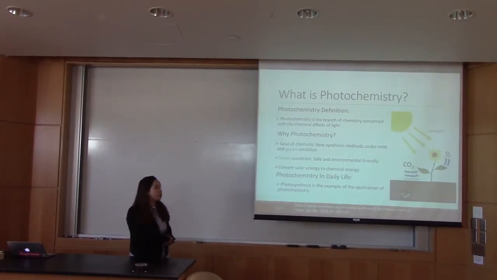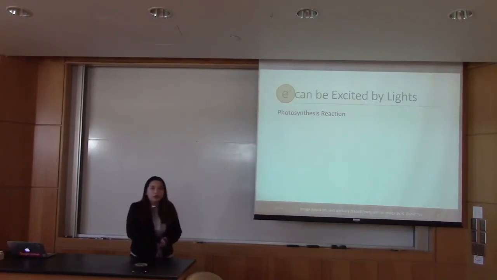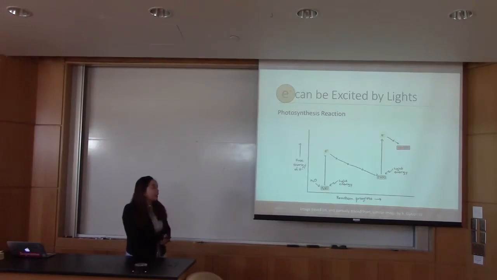At the same time, they release oxygen. Why can photosynthesis work under sunlight? Because the electron in the pigment molecule can be excited by the light. This is the free energy graph of photosynthesis. We can see at first, the P680 pigment molecule has its electron at a very low energy level. Then it can absorb energy from the light and reach a high energy level, and then it releases the energy during the reaction progress.